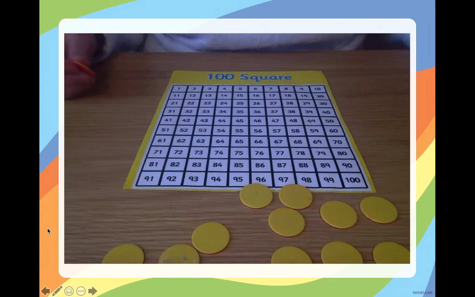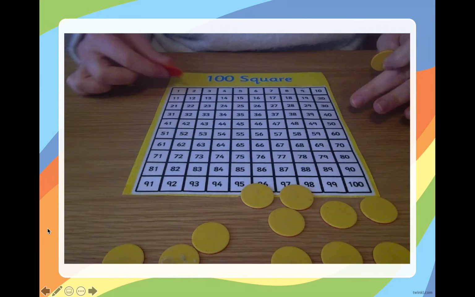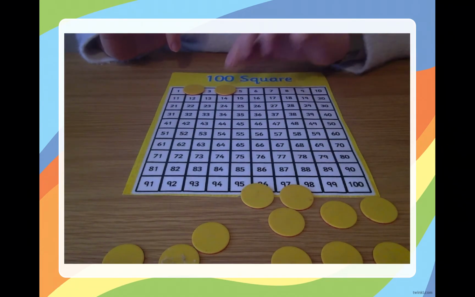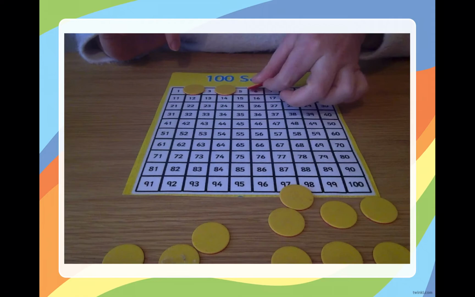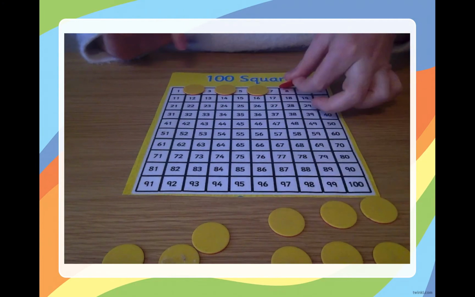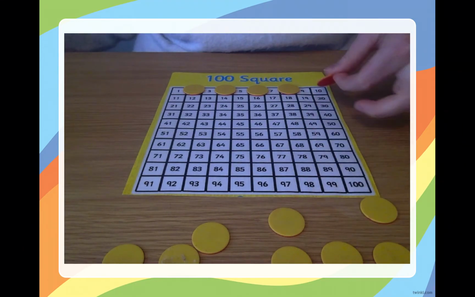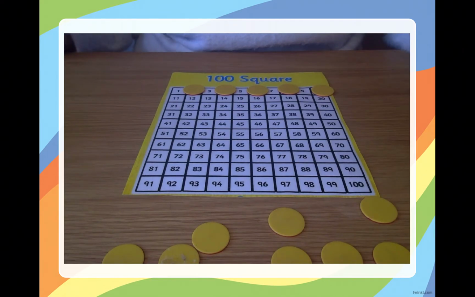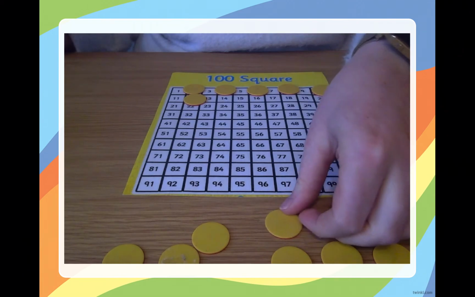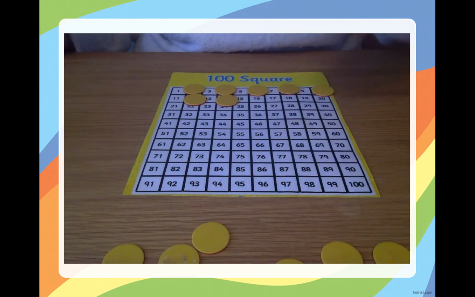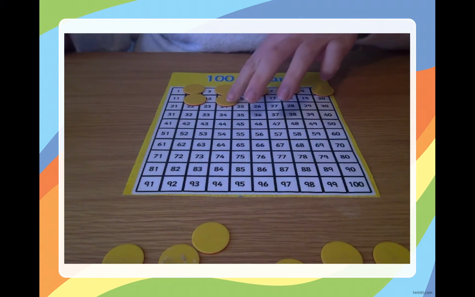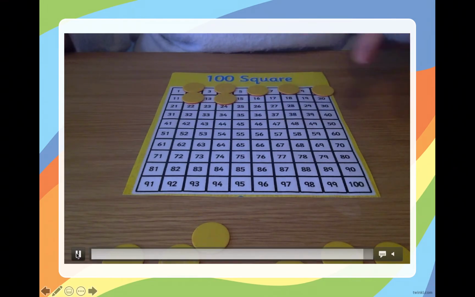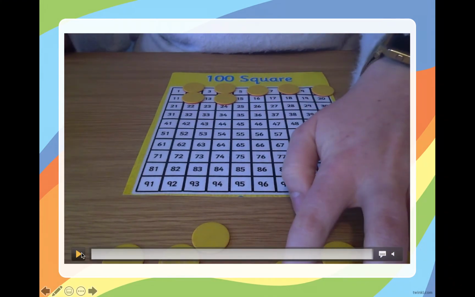Now let's see what I'm going to do here. I'm going to start putting these counters on different numbers and you have to work out my pattern. I've put a counter on 2, 4, on 6, on 8. There's a counter on 10. What will I do next, do you think? Counter on 12. Counter on 14. What pattern am I working on?